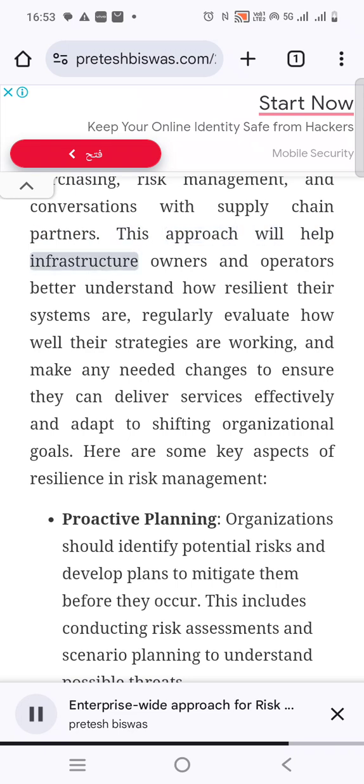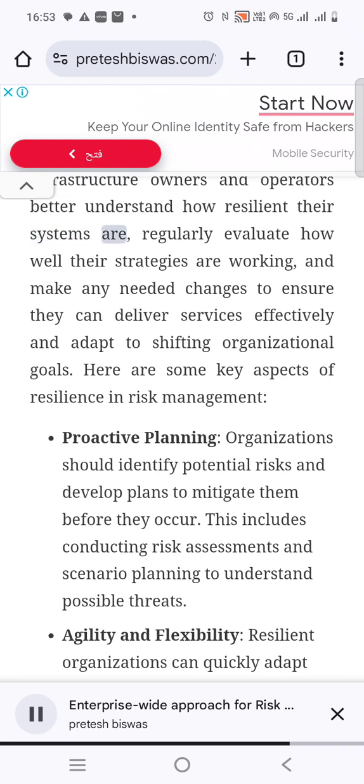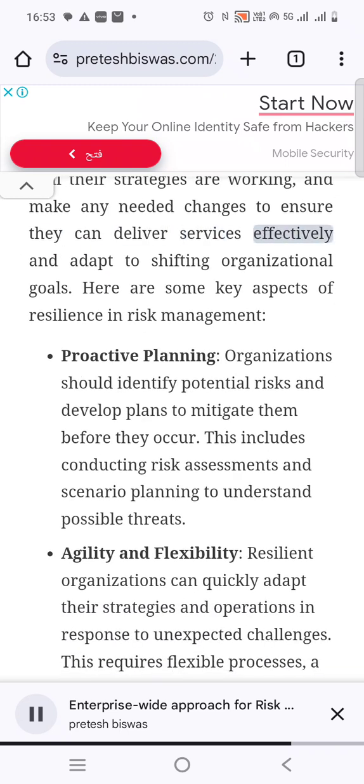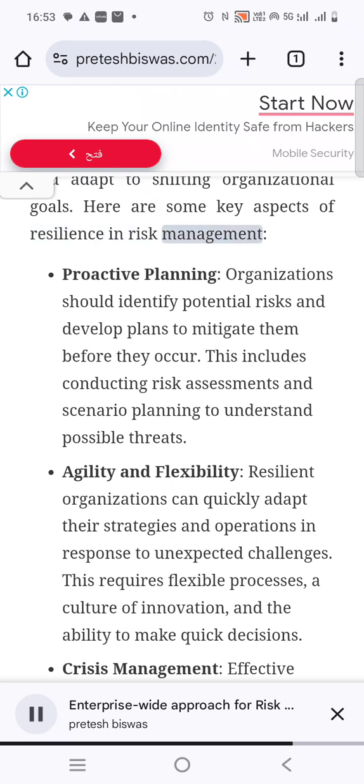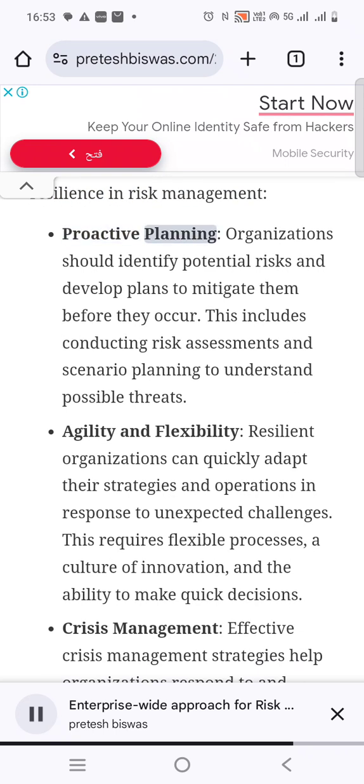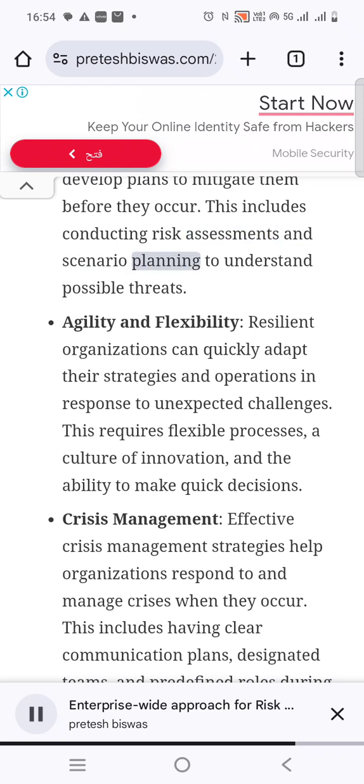This approach will help infrastructure owners and operators better understand how resilient their systems are, regularly evaluate how well their strategies are working, and make any needed changes to ensure they can deliver services effectively and adapt to shifting organizational goals. Here are some key aspects of resilience in risk management. Proactive planning. Organizations should identify potential risks and develop plans to mitigate them before they occur. This includes conducting risk assessments and scenario planning to understand possible threats.